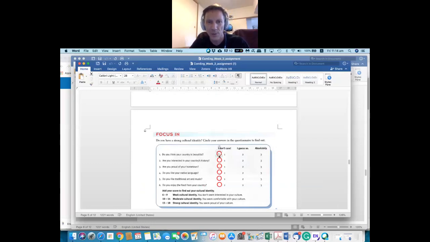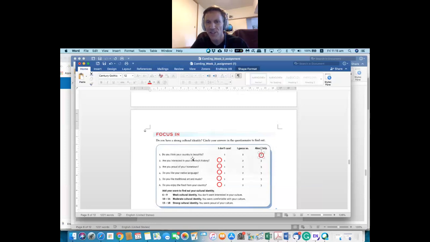Highlight the little circle and move it over the answer that you have for each question, okay? So, do you think your country is beautiful? We're talking about Japan, if you are from Japan, okay? I'm doing it for Australia. I don't care. I guess so. Absolutely, okay? You can put a circle over it. Do that for all 6 questions.